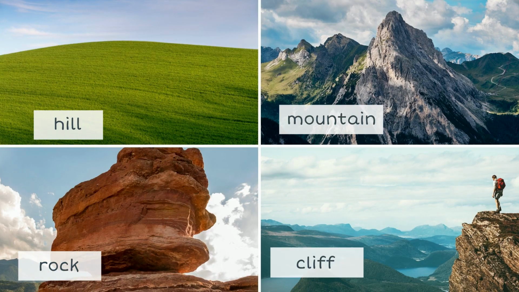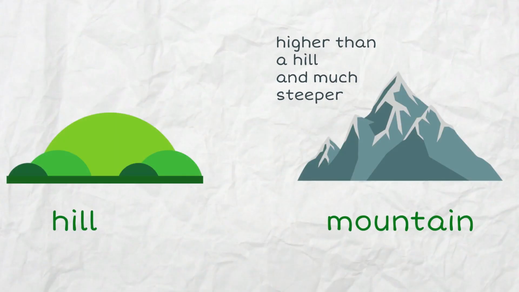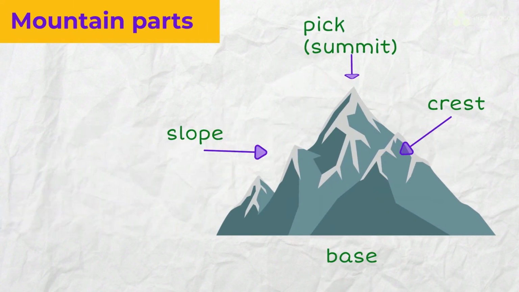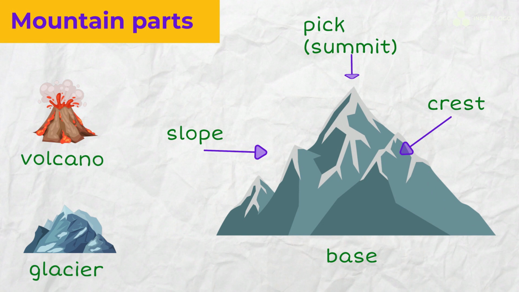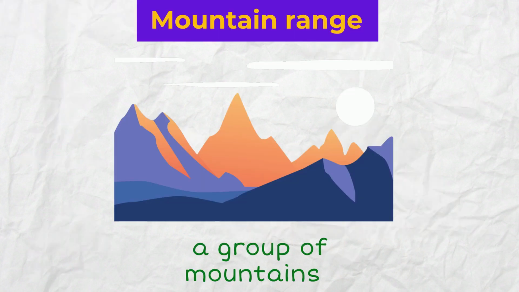What's the difference between a hill, a mountain, a rock, and a cliff? A hill is not as high as a mountain. A mountain is much larger than a hill and much steeper. A typical mountain has a base, a slope, a crest, and a peak, also called a summit. There might also be a glacier and a volcano. A group of mountains is called a mountain range.